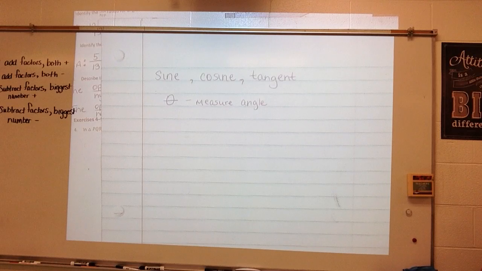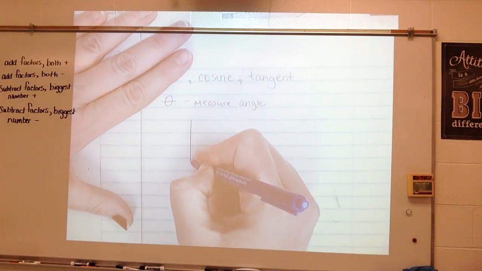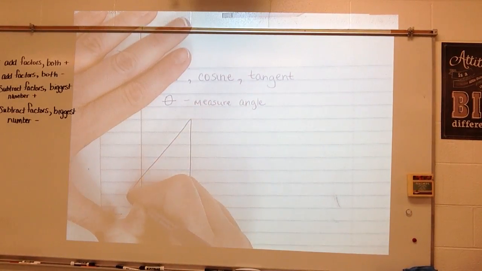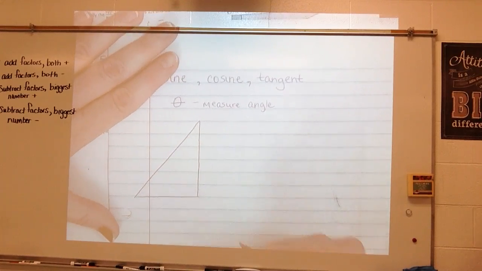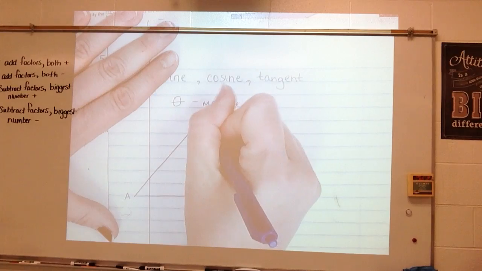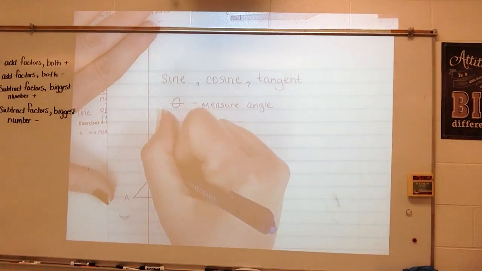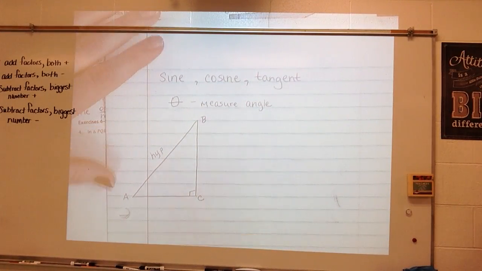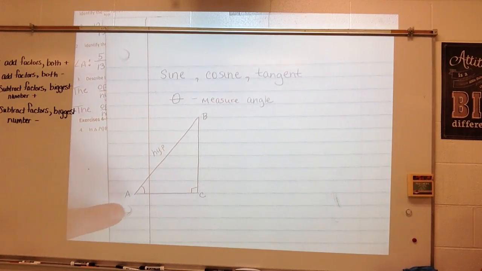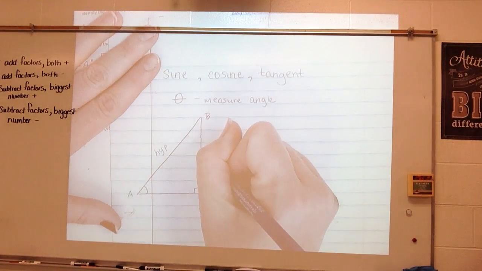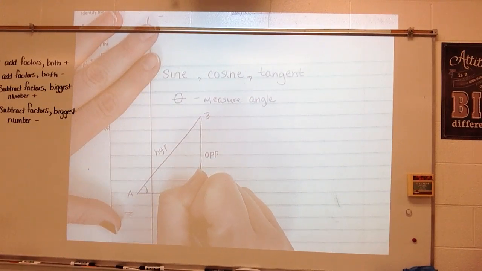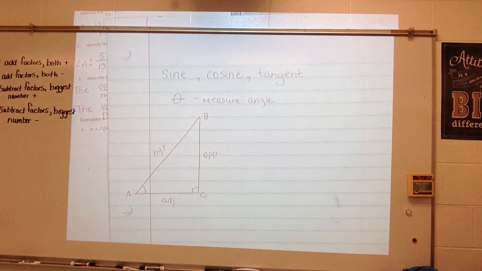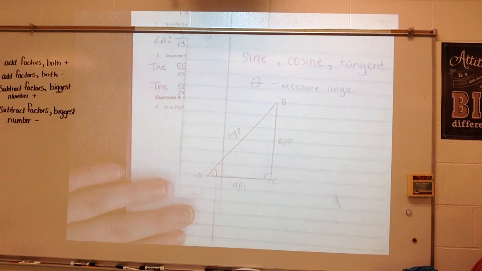Alright, so let's look at a triangle for a moment. Let me draw a triangle here. So we've got triangle A, B, C. This is our hypotenuse. In reference to angle A, remember we mark it this way. In reference to angle A, this would be the opposite, and this would be the adjacent. So for the lesson purpose, we are going to be in reference to angle A.